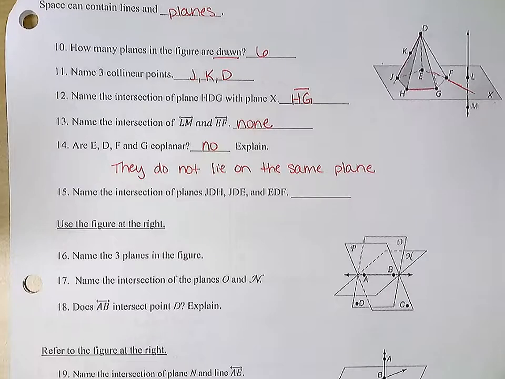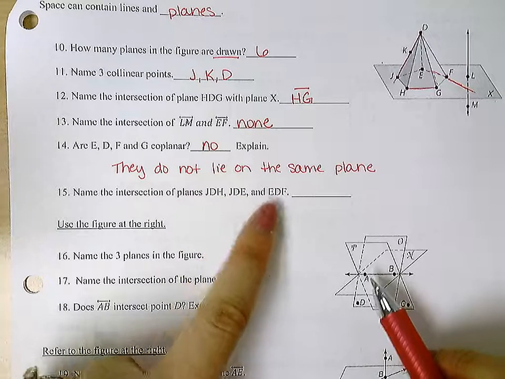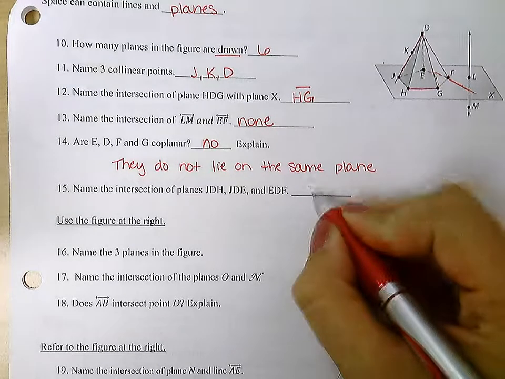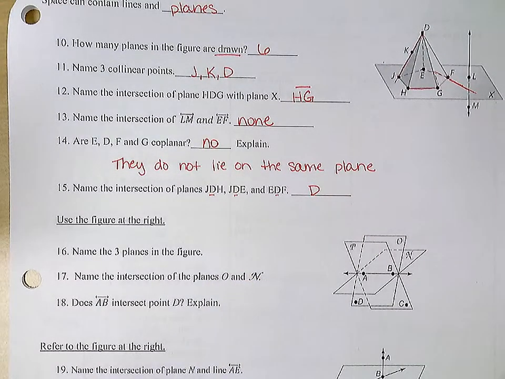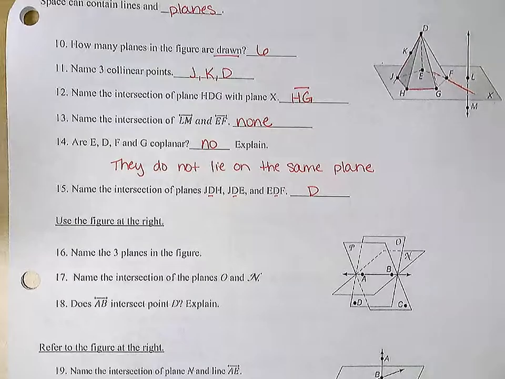I lied, there's one more in this section. Number 15, name the intersection of planes JDH, JDE, and EDF. Without looking at the picture, what's their intersection? All of them include point D. You can use a picture if you didn't understand how I did that. Looking at each of those planes, they all intersect at one point, and that point is D.